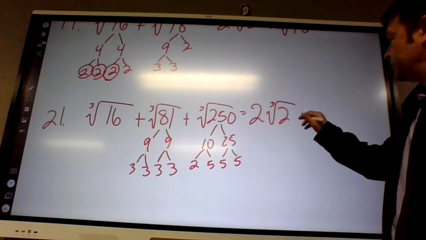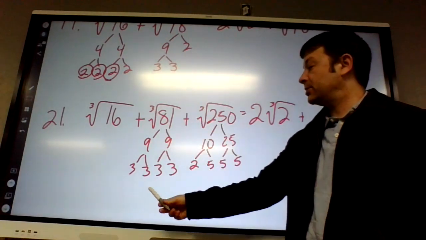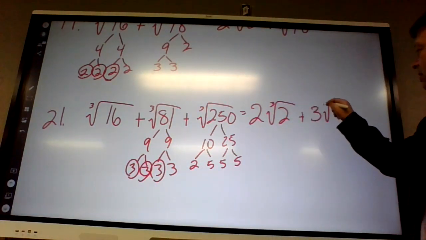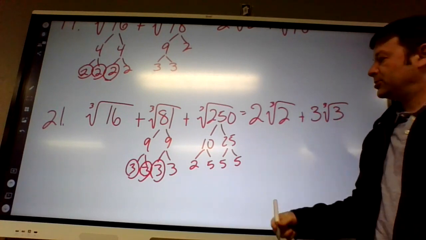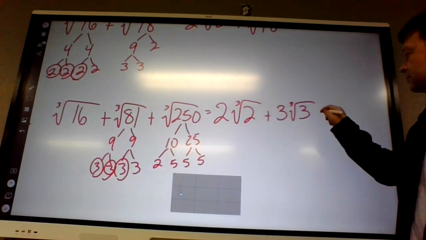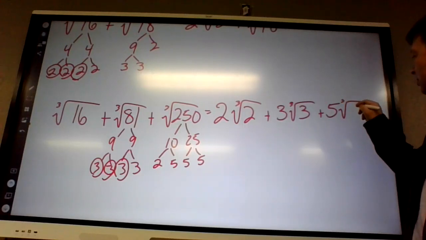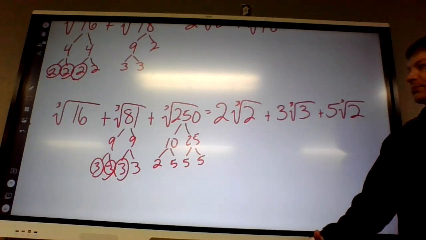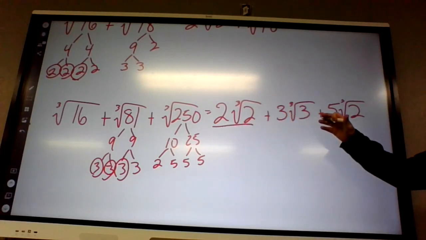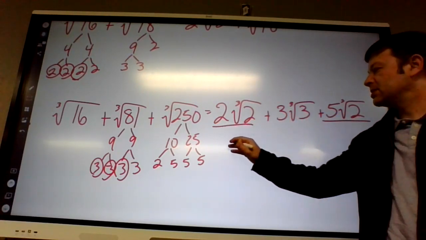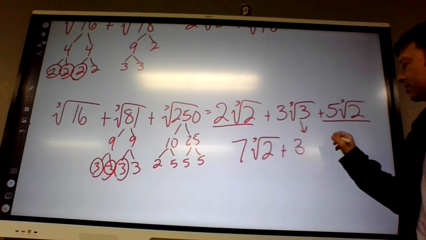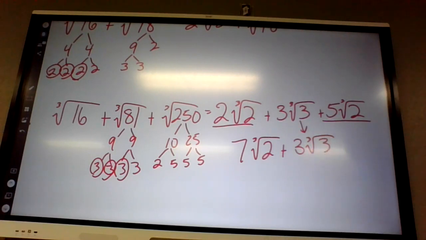So, Timothy, what's cube root of 81 going to turn into? 3 cube root of 3. And cube root of 250? 5 cube root of 2. Is there anything else that we can do? You can add 2 cube root of 2 and 5 cube root of 2. So that is 7 cube root of 2, and we'll just bring this guy down. Lots of 3's.